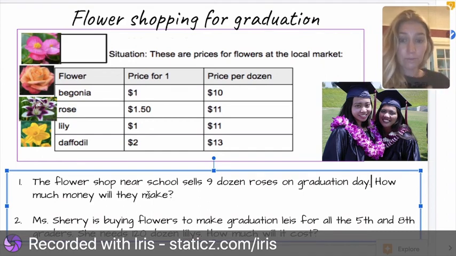Question number 2. Miss Sherry is buying flowers to make graduation leis. So those are these things with the flowers that you wear around your neck. For all the 5th and 8th graders. She needs 120 dozen lilies. How much will it cost?